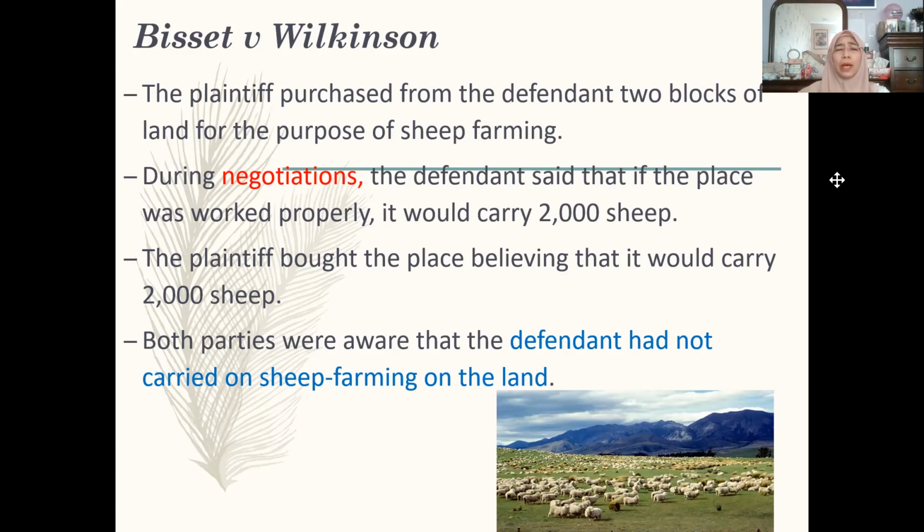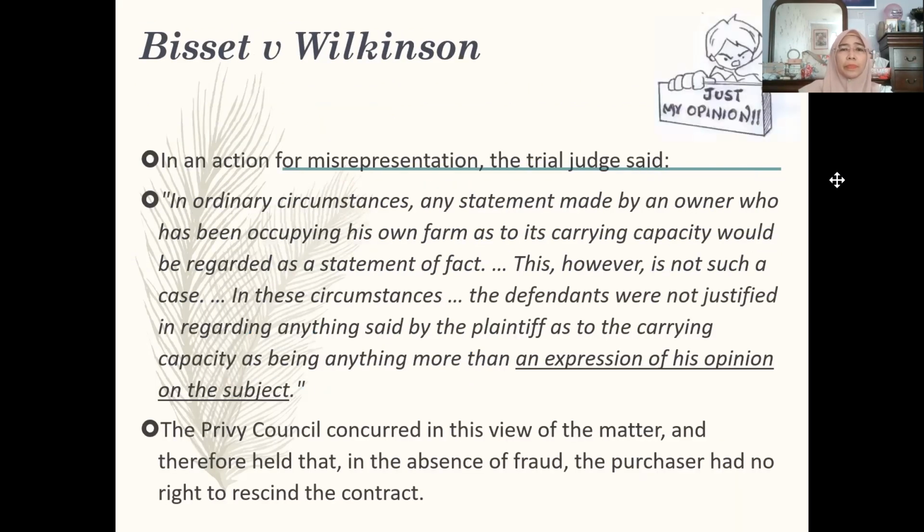And actually, as far as the parties are concerned, both of them were aware that the defendant here had not carried on sheep farming on the land. So nobody can tell for sure how many sheep that particular land can accommodate. But later, after he bought the land, the plaintiff discovered that the land could not accommodate 2,000 sheep, as stated by the defendant.